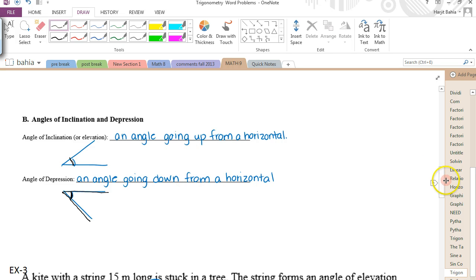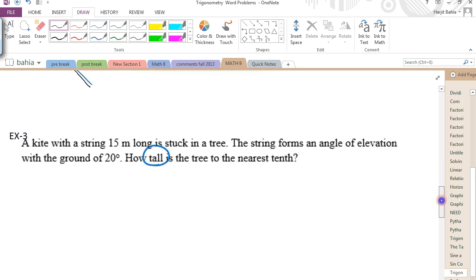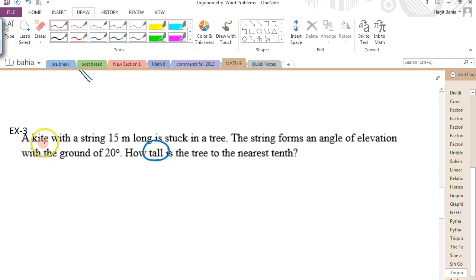So those two things will come into play with a question like this. A kite with a string that is 15 meters long is stuck in a tree. So let's draw a tree. There's your tree, and a kite is stuck in the tree. And kites look like this, right? Like that. There's the kite.